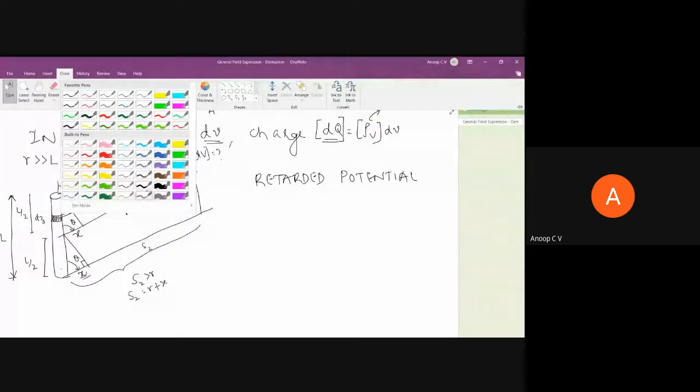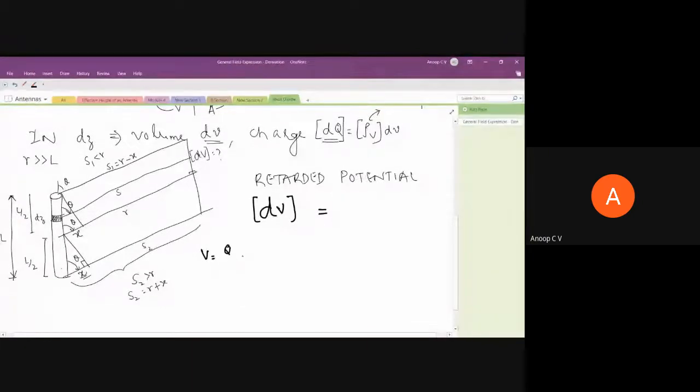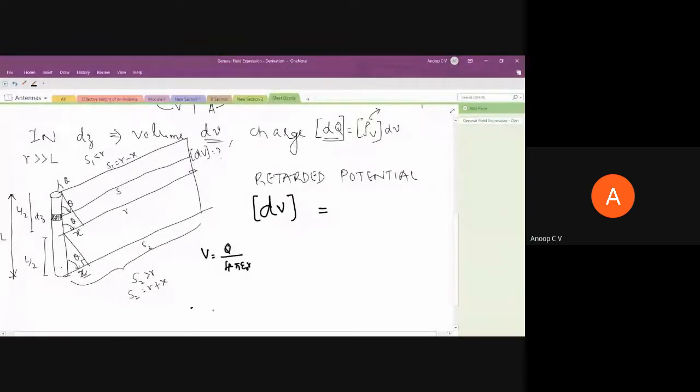Or retarded potential dV. Right, it can be written as... actually, what is potential? You know, V is equal to Q by 4 pi epsilon naught r in free space, if you have a point charge and you want to find the potential at a distance r. So what is electrostatic potential or electric potential at some point? It is the work done in bringing a unit positive charge from infinity to that point. We have studied that. That is equal to Q by 4 pi epsilon naught r.